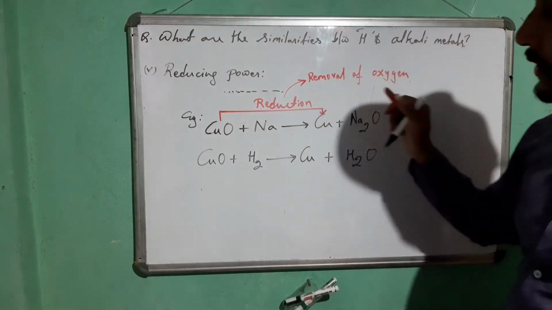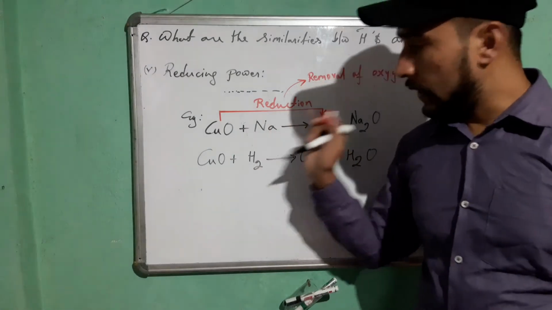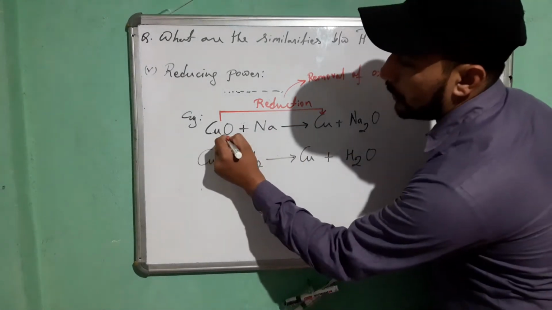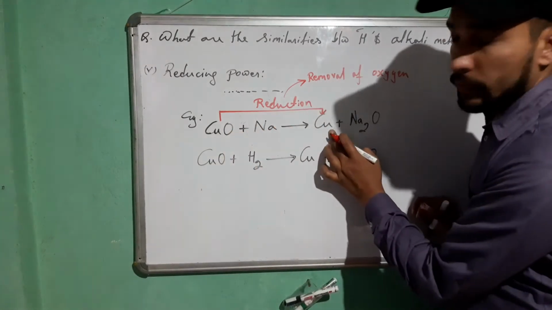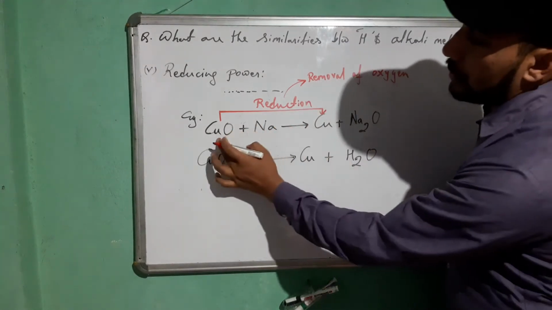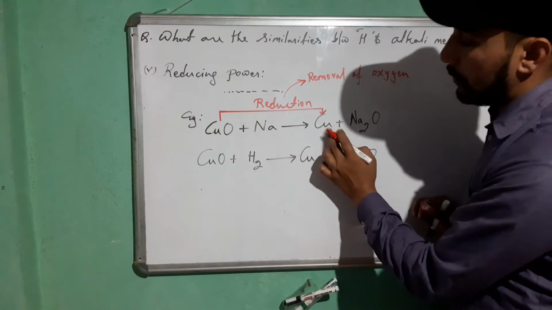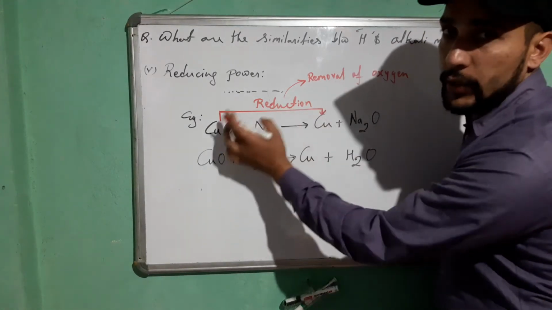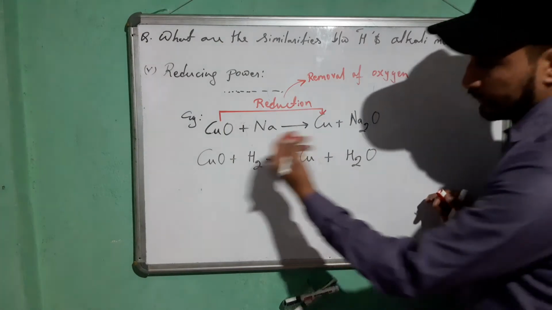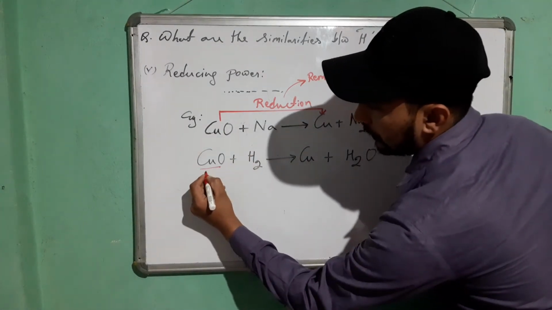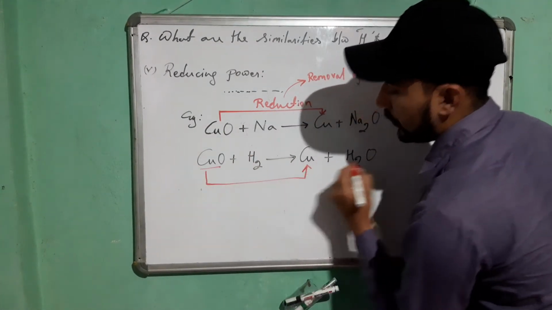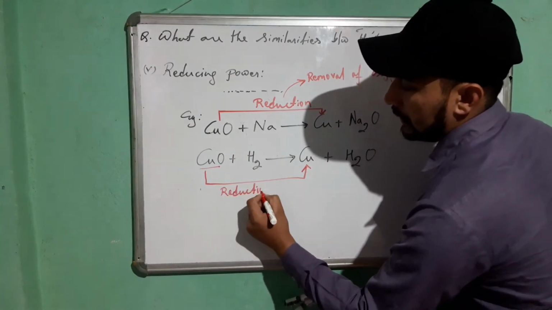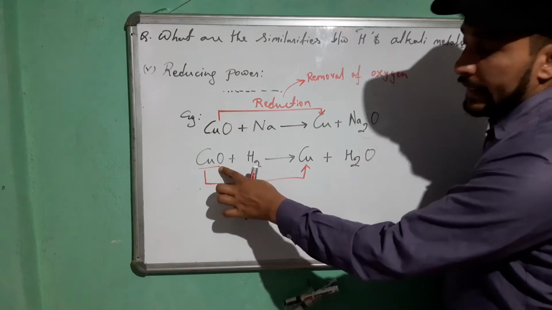There are some other definitions also for reduction. For now, just remember that reduction means removal of oxygen. From copper oxide, oxygen is removed and you get copper, so copper oxide is reduced to copper by sodium. So sodium is a reducing agent. In a similar manner, copper oxide is reduced to copper; reduction of copper oxide takes place.